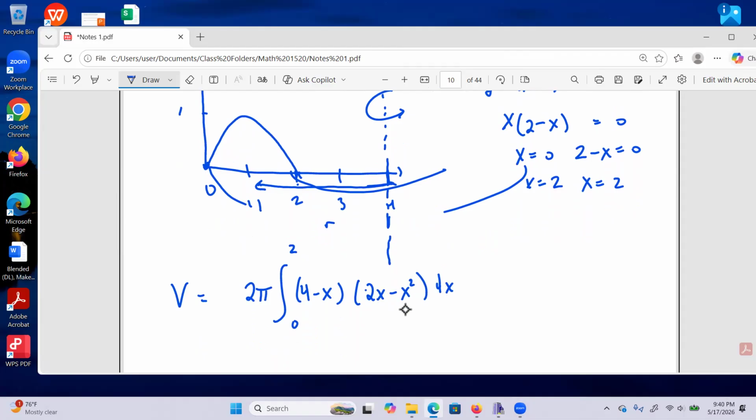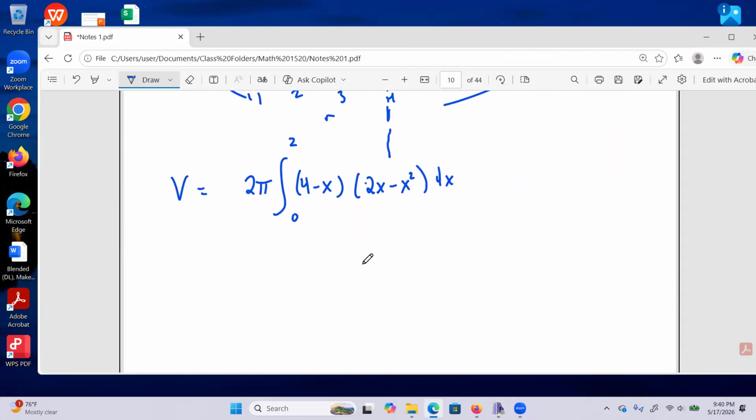We'll set up all those little pieces here. If I draw my little rectangle here, we're trying to sum up all of these tiny little shells to go around and get these pieces. This is what I want to integrate. There are fancier ways to do this, but we're not going to do that. We're going to multiply this out.